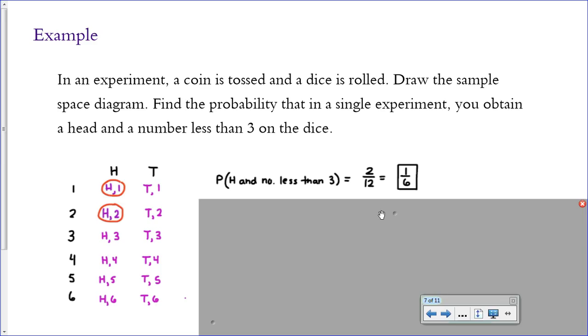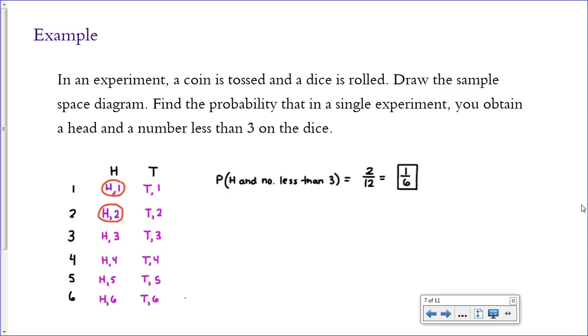It did not say the probability of getting a head or a number less than 3, because then we would have had to include all of the heads and all of the dice rolls that were less than 3. It specifically said and, so that means we're looking for these situations where both are happening at the same time.